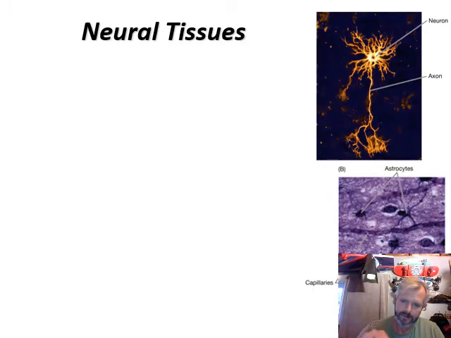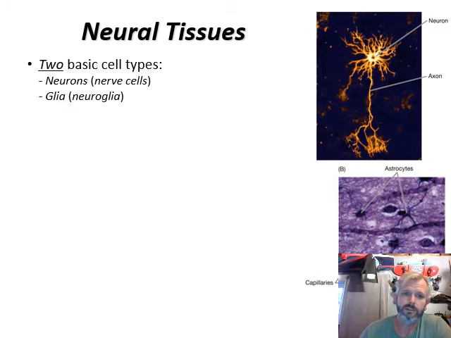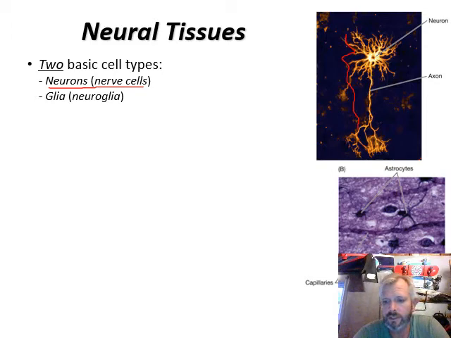So let's dive down a little bit closer and look at the actual cells that make up these branches of the nervous system. We'll look at the neural tissue and two basic types of cells. We've got the neurons, right? As you see here, those are the ones you commonly know. Those are the ones most associated with the nervous system because they do the communication, the signaling. And then the glia cells, or neuroglia.